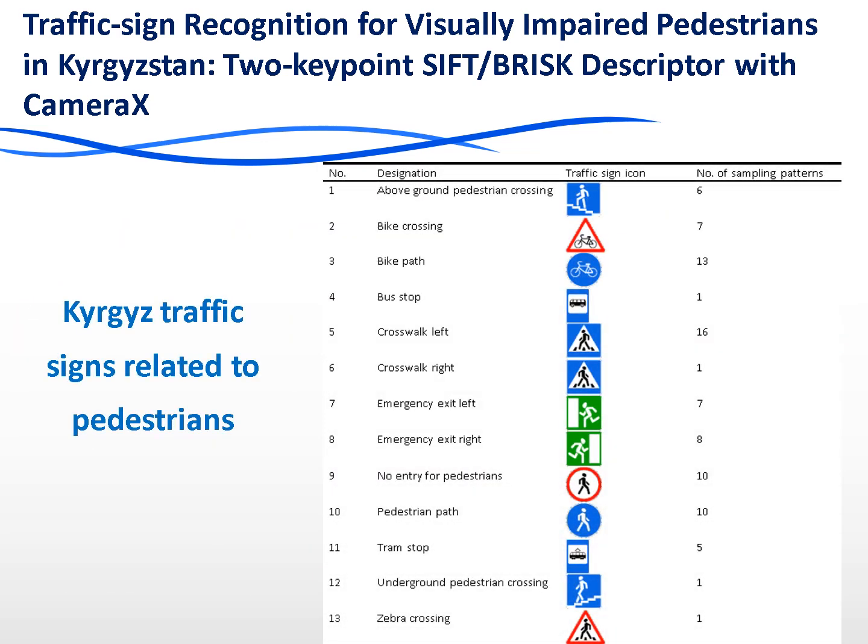Kyrgyzstan has over 200 traffic signs, but only 13 are related to pedestrians. And among the 13, we group crosswalk left, crosswalk right, and zebra crossing into one side crosswalk. And if we're talking about emergency exit left to right, also we group it into one side emergency exit.